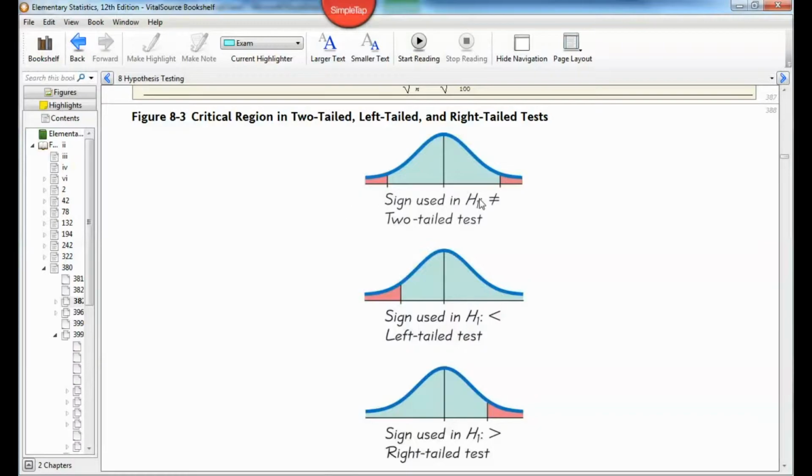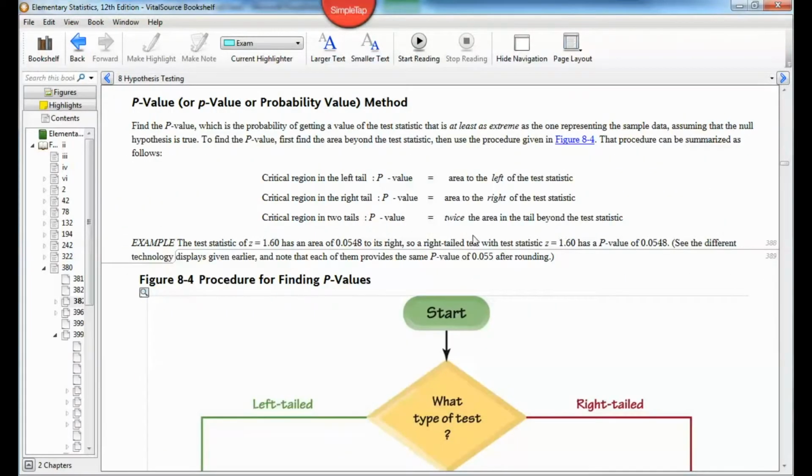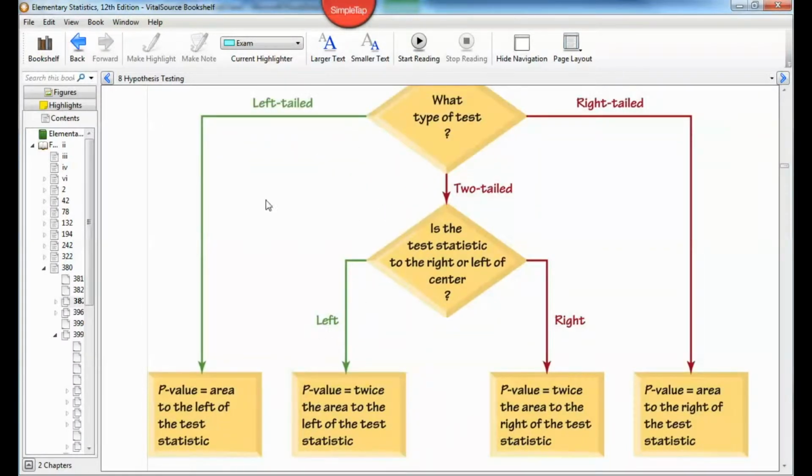Once you know that, of course that comes from your alternate hypothesis, then this table tells you how to find the p-value. If it's left-tailed, go this way, right-tailed, go this way, two-tailed, go down. And what's the difference? If it was left-tailed, the p-value is the area to the left of the test statistic. So you have to have that test statistic, that z equals and that new formula. Then the area to the left of the test statistic in your z-score chart will be your p-value. If it's right-tailed, it's the area to the right of the test statistic. And if it's two-tailed, you have to know whether that test statistic is on the right side or the left side of the center of all the data.